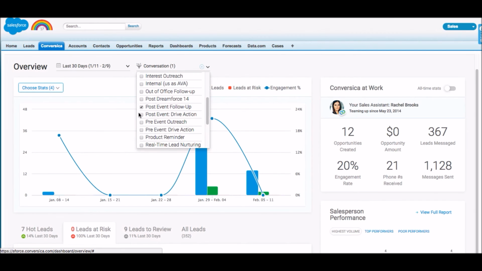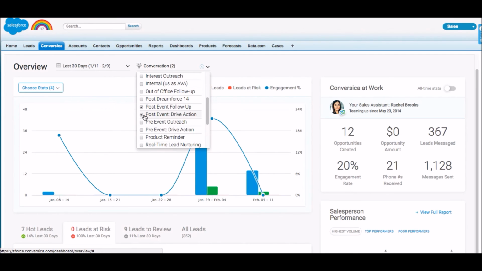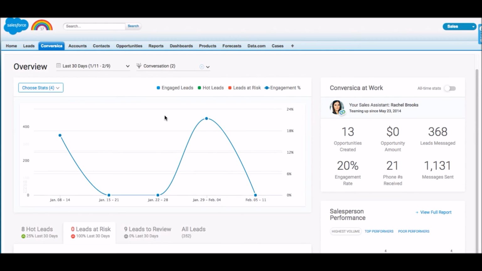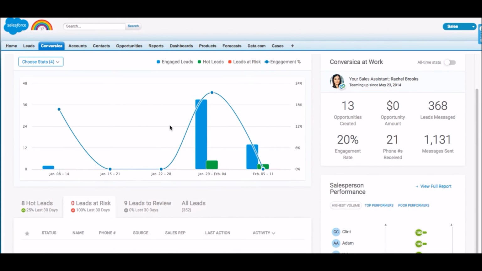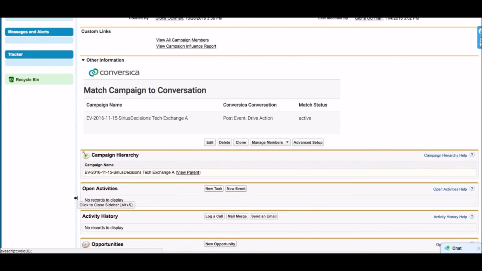I want to say maybe specific drive action we're doing that's also going on. I can add all those together, and that will dynamically update my charts and stats of where individuals are in working with those leads. As you see here, we only have 8 hot leads so far. Now what you're seeing here is the campaign object in Salesforce. And as you can see, we've deployed this other information, matching the campaign to the conversation.